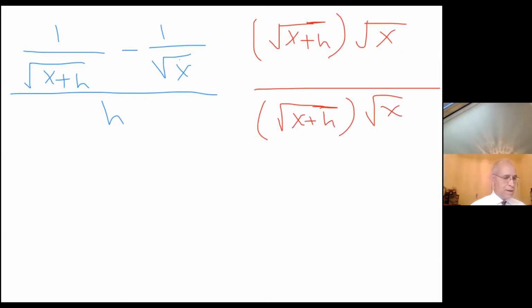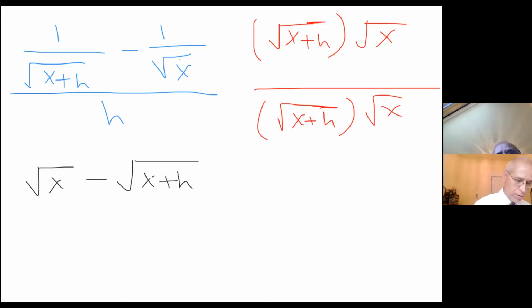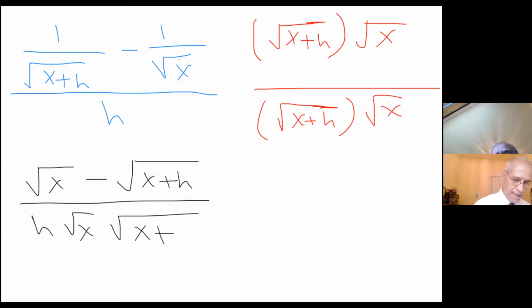Now, if I distribute this, I'm going to get square root of x minus square root of x plus h, over h times square root of x times square root of x plus h. So notice that on the top, square root of x plus h got canceled, but not in the denominator.